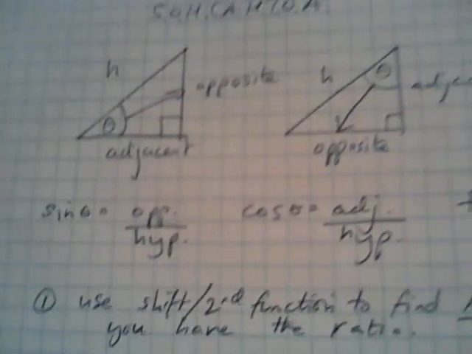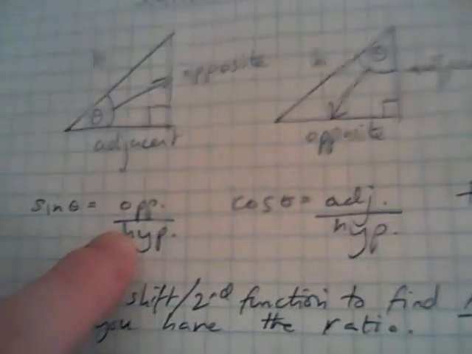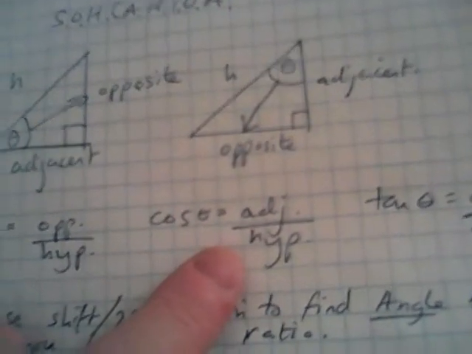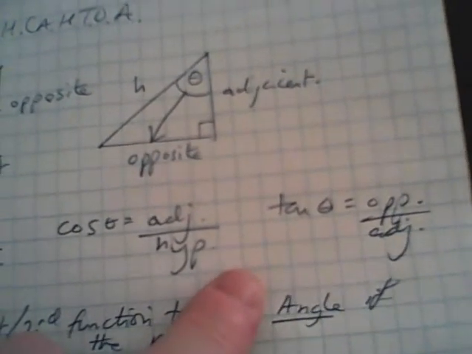The other thing is, of course, which formula, or which ratio, do you use? If it's involving opposite and hypotenuse, you're going to use sine. If it's involving adjacent and hypotenuse, you're going to use cos. If it involves opposite and adjacent, you'll use tan.